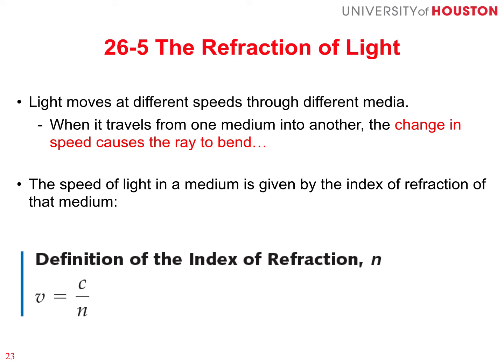In this equation, we rearrange it so the velocity of light in a medium is equal to the velocity of light in a vacuum divided by the index of refraction. So essentially the index of refraction, which has to be above 1, is telling us how much light is slowed down within a particular medium.